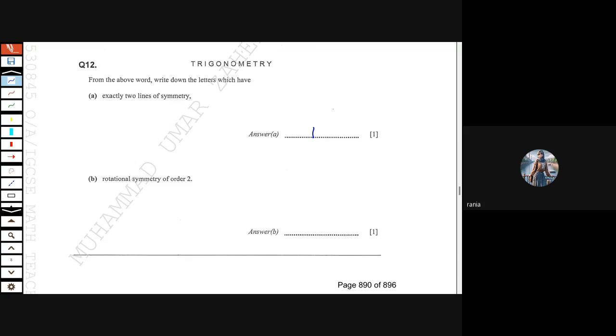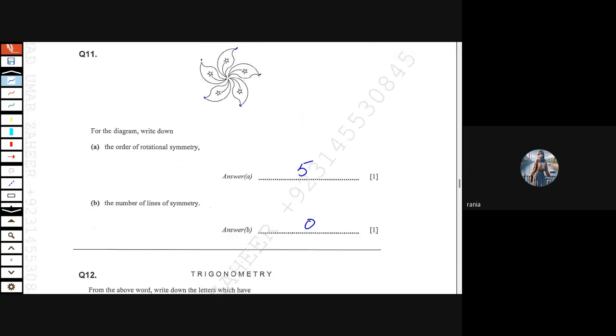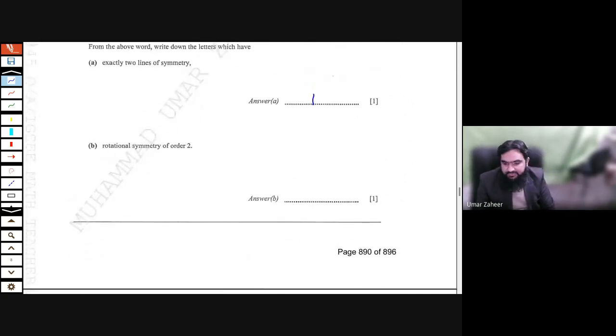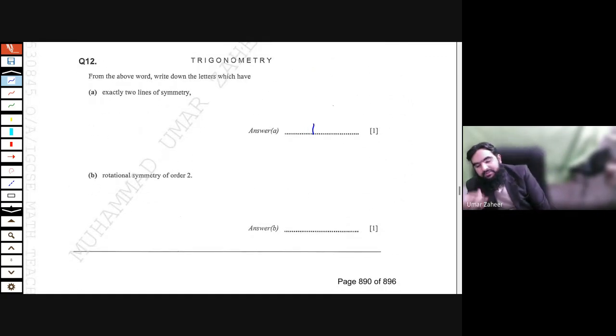Sir, the flower above, won't it have infinite rotational symmetry? No. How will it be infinite? Let's see how to do this, complete this one and then come back to it.